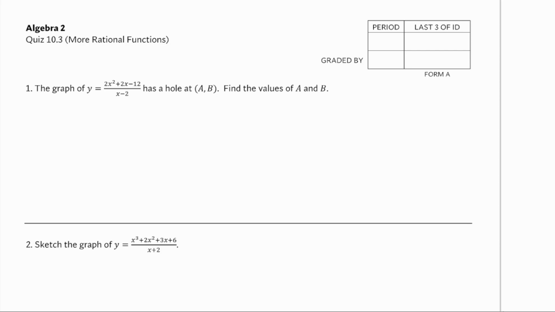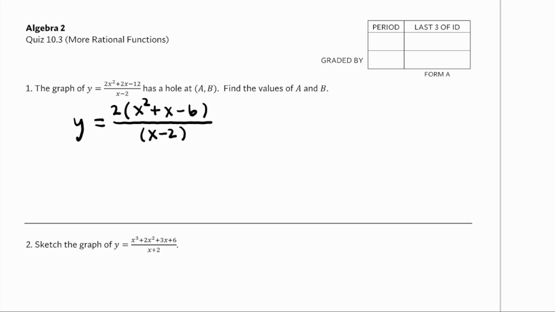So what we're going to do is we're going to need to factor the top and see if it cancels off with the bottom, and it had better, or else I'm not going to have a hole. So I'm going to say y is equal to, I'm going to factor out the 2 because I see an even number on all three terms in the top. So I'm going to factor out the 2. And I'll have x squared plus x minus 6. And then I'm dividing by x minus 2.